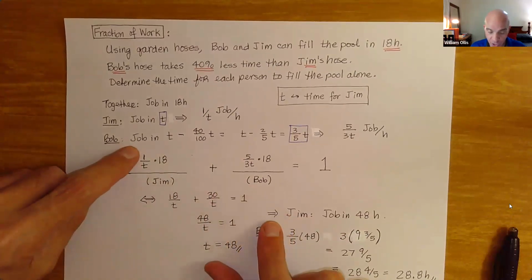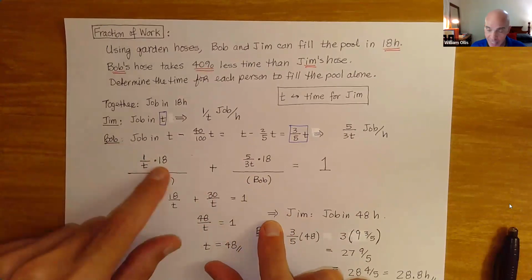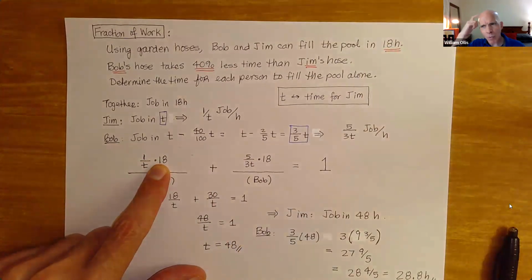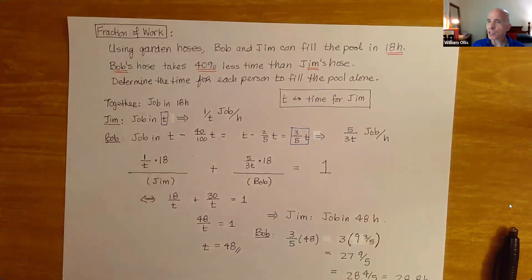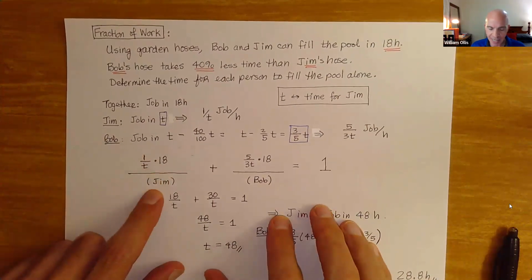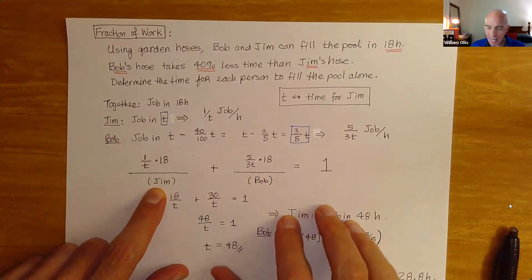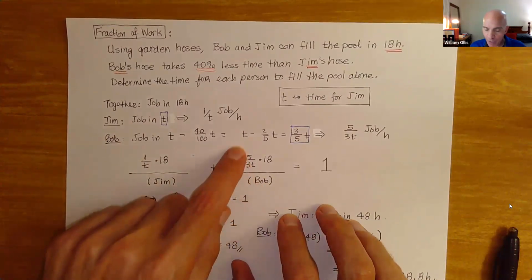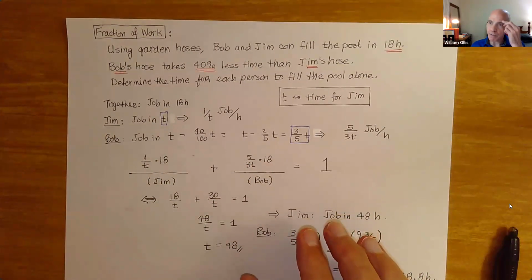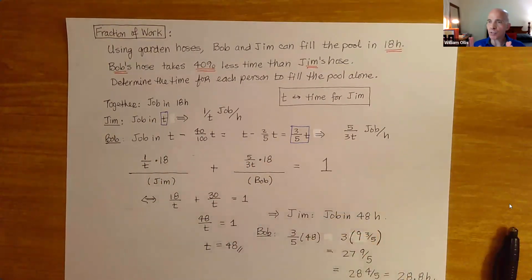So we have the fraction of the job per unit time times 18 because they can get the job done in 18 hours. So basically what we're trying to figure out is, what fraction does each contribute? Well, 1/T times 18. That's the fraction that Jim contributes. And then Bob, his is 5/3T times 18. So when we think of that, we add the 2 contributions and we get 100%. We get the whole job.